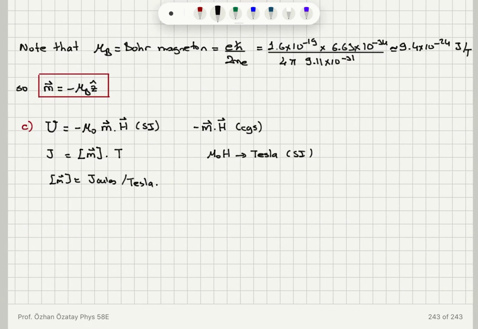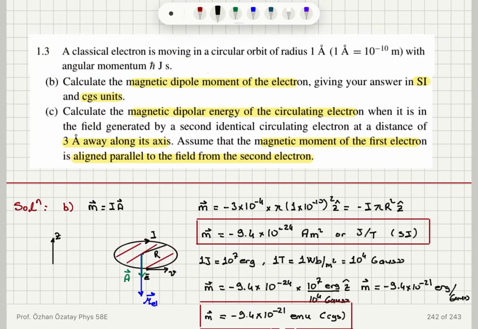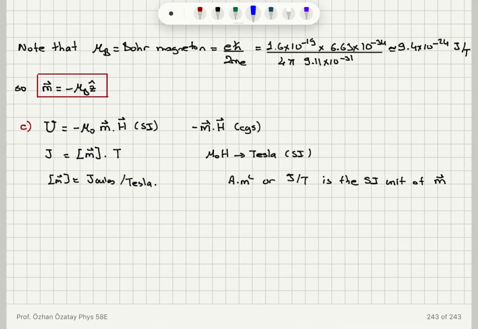It's ampere meter square or joules per Tesla, the SI unit, let's say, of the magnetic dipole moment. So here I have used mu electron, so you can use mu or m. Let's be consistent here. Let's call this m. That's what we have calculated.